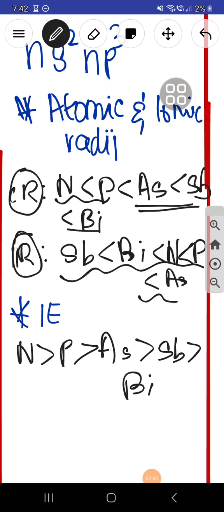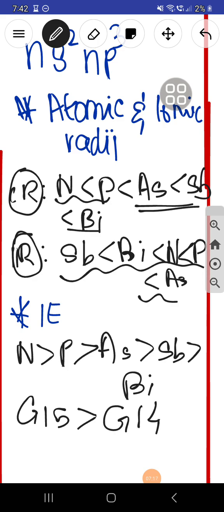Then the ionization enthalpy of group 15 is greater than that of group 16 or group 14. This is because, do you know why? It is because they have an extra stable half-filled electronic configuration. So the ionization enthalpy is generally higher for all of them. Okay, then the order is this.